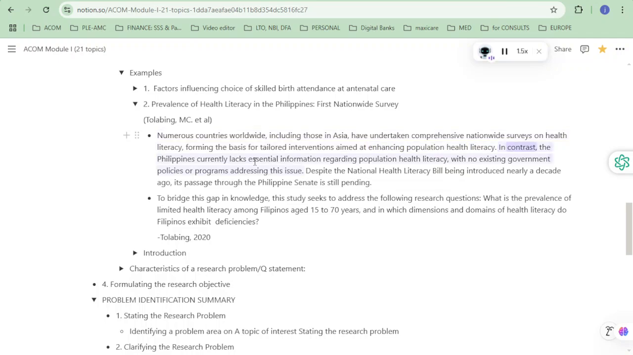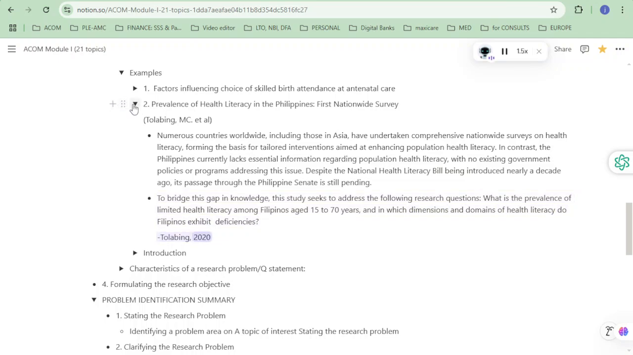In contrast, the Philippines currently lacks essential information regarding population health literacy, with no existing government policies or programs addressing this issue. Despite the National Health Literacy Bill being introduced nearly a decade ago, its passage through the Philippine Senate is still pending. To bridge this gap in knowledge, this study seeks to address the following research questions. What is the prevalence of limited health literacy among Filipinos aged 15 to 70 years, and in which dimensions and domains of health literacy do Filipinos exhibit deficiencies?